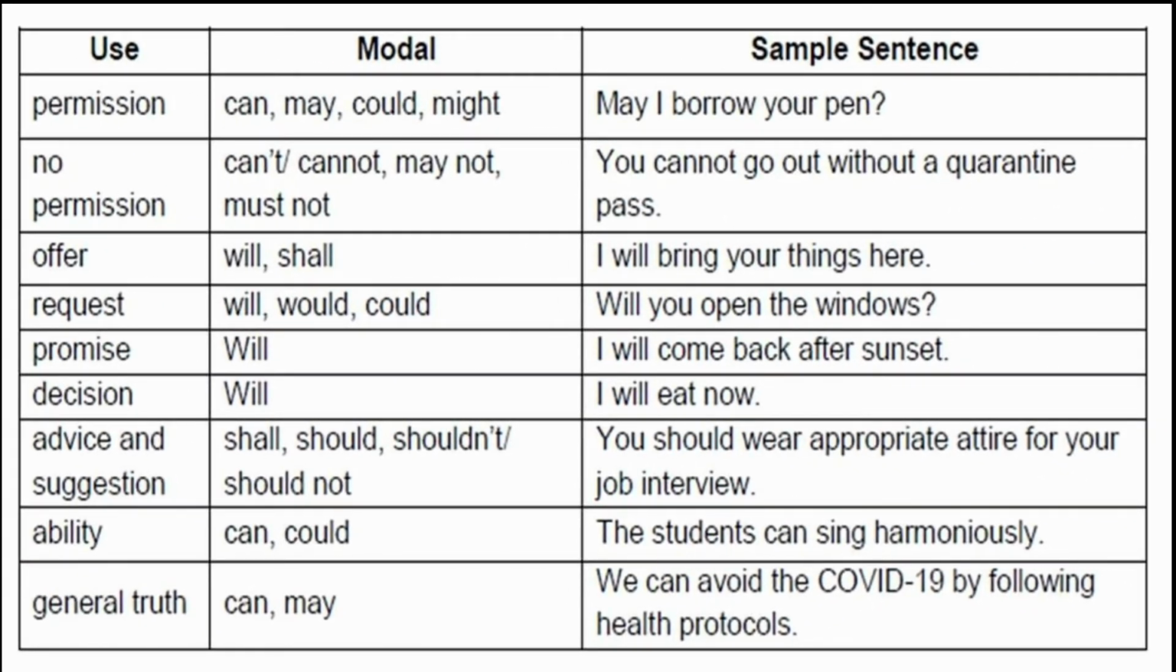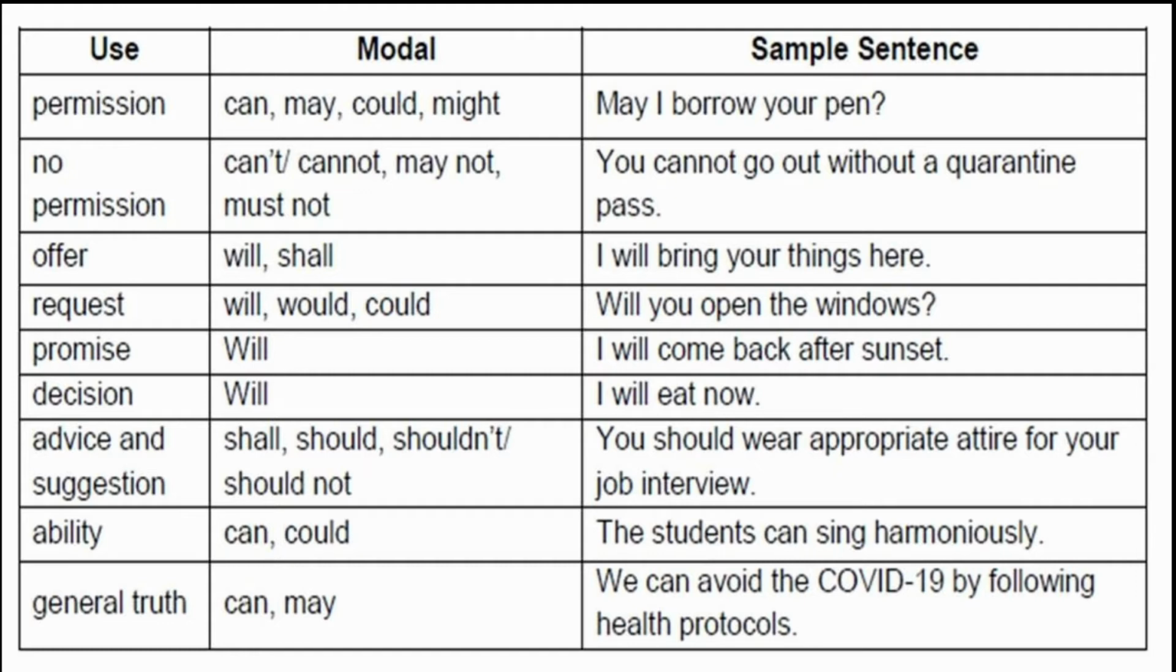Next set. For permission, we have the modals can, may, could, might. For sample sentence, we have, may I borrow your pen? This example is asking for permission. Next, no permission. Can't, cannot, may not, or must not. Sample sentence: you cannot go out without a quarantine pass. That is an example of no permission. Next is offer. You are offering something. The modals are will and shall. The sample sentence: I will bring your things here. That is an example of offer.